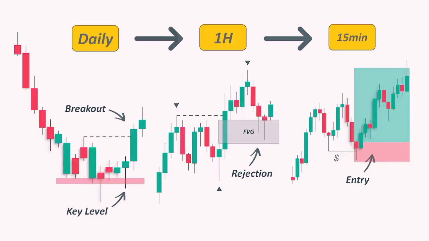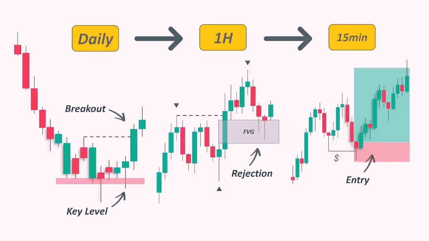The process begins on the higher time frames, such as the weekly or daily chart, where we identify the overall trend, key levels, and market sentiment. This broader perspective helps us understand where the market is most likely headed. Once the bigger picture is clear, we move down to lower time frames, such as the 4-hour or 1-hour chart, to identify precise entry and exit opportunities using the concepts we've covered in this video.